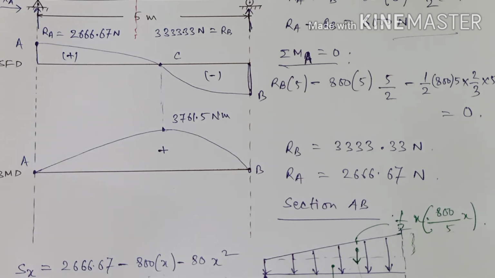So this completes our SFD and BMD in the case of a combination of UDL and UVL. I hope the concepts are clear.